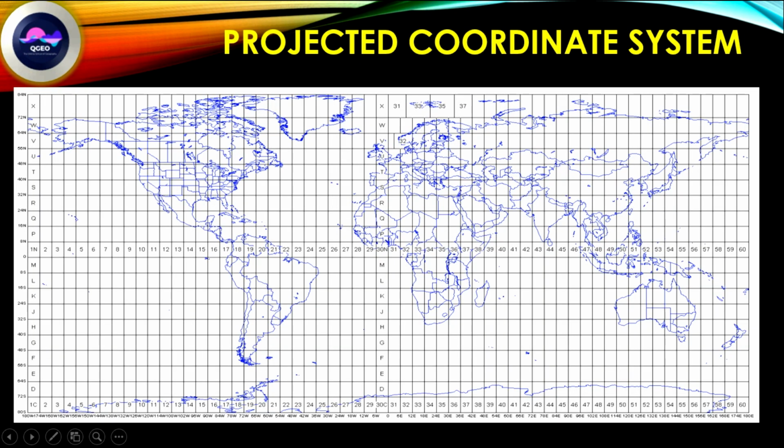Here is the projected coordinate system, which is a developable surface. This developable surface is represented by different projections. Here we use the UTM projection, Universal Transverse Mercator. This projection is widely accepted, and in different zones we can easily consider a particular place of the earth.